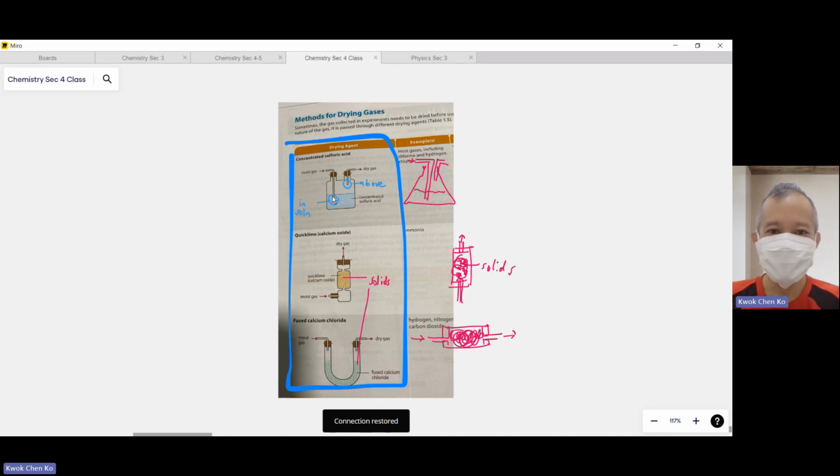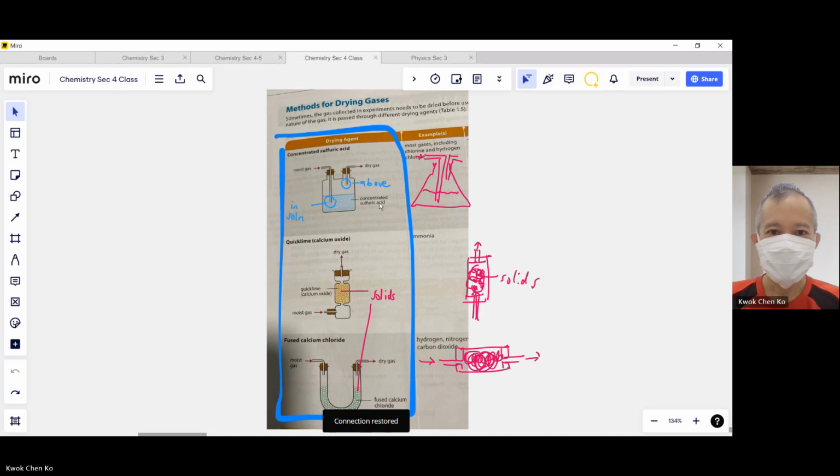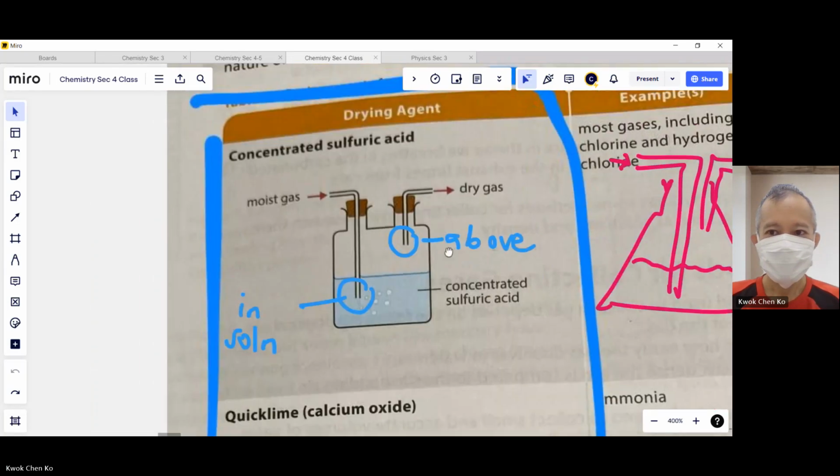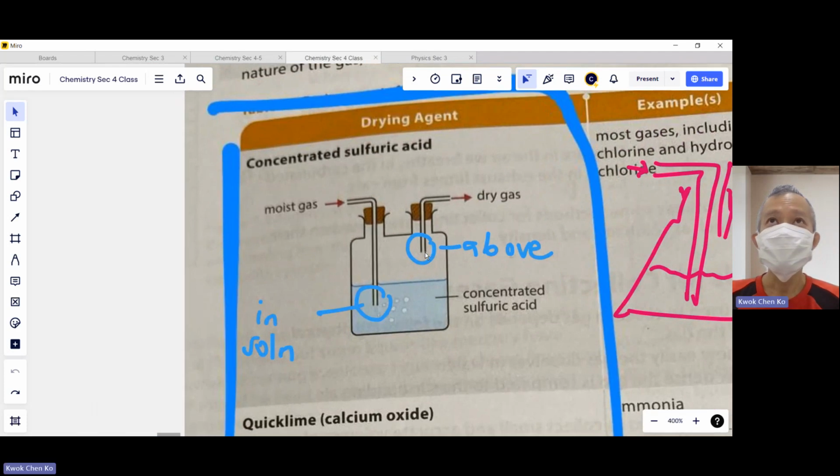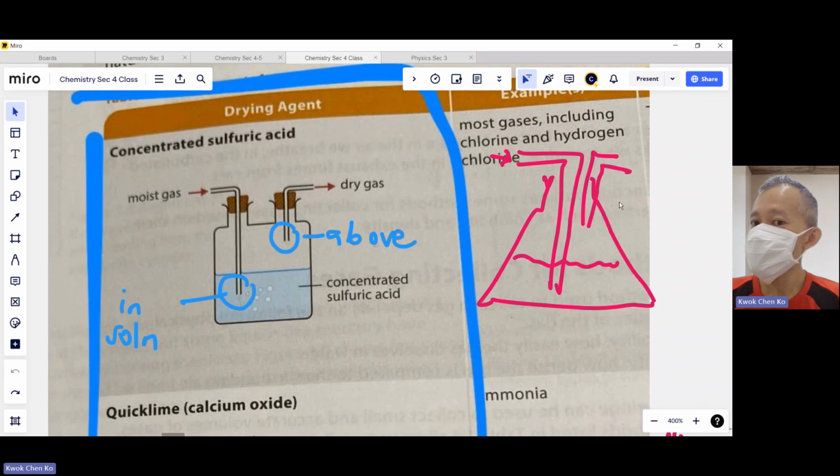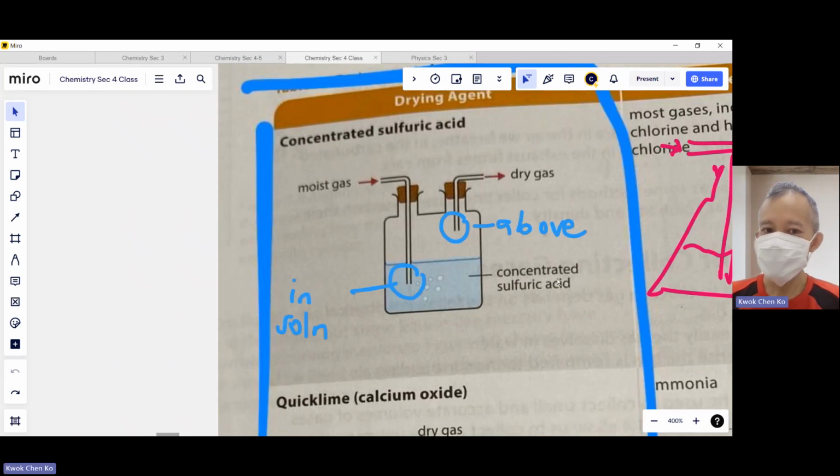This one is for conc acid. Hold on, let me just wait for the connection. Okay, so this is the setup. Now, the setup is not standard. It can also look like this. I can also use a conical flask. But the important thing is this. Gas goes in here.